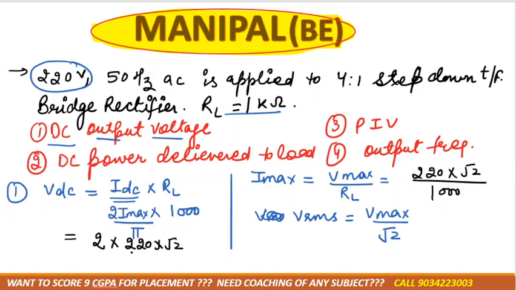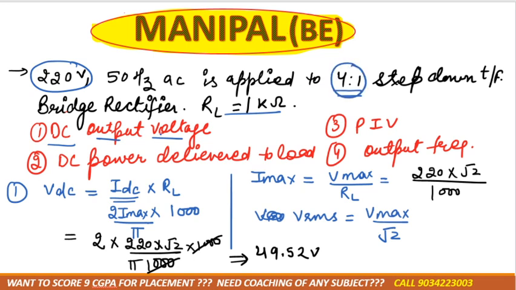220 multiplied by root 2 by 1000 pi multiplied by 1000. So RL would be cancelled out. The answer is 49.52 volt. Sorry, you have to use the secondary voltage ratio also. So instead of 220, it would be 220 by 4, which is how much? 55 volt. So here we'll take 55 volt instead of 220, because this is the primary voltage. We need the secondary voltage. So instead of 220, take 55. Then only this answer will come.